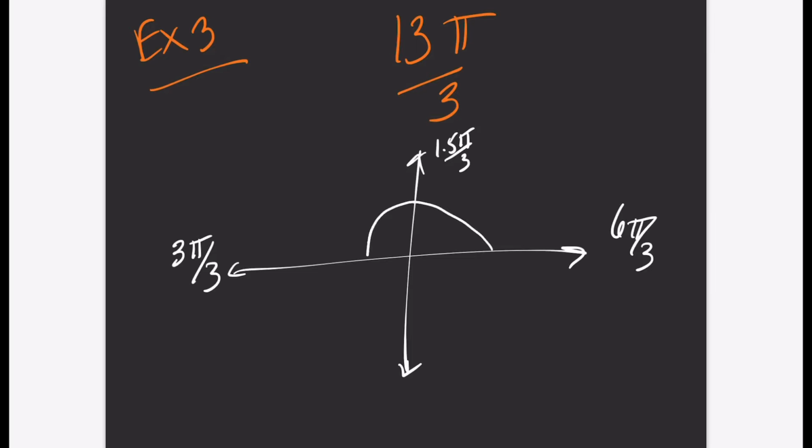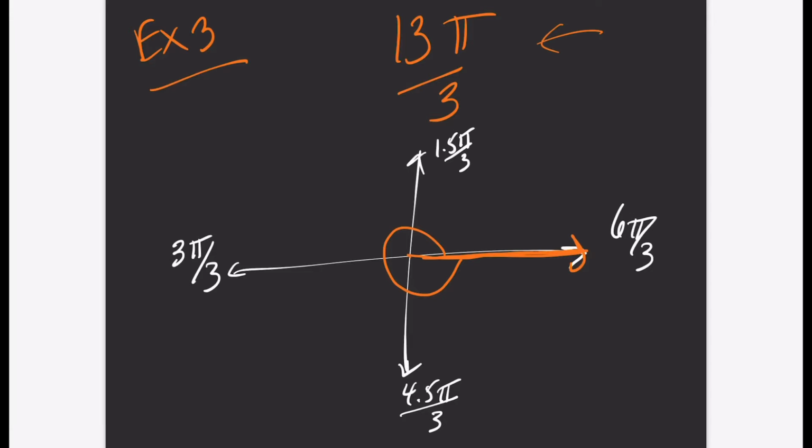So from here to here, you have 3 pi over 3. And if you add 1.5, you get 4.5. And if you add 4.5 plus 1.5, you get 6 pi over 3. So let's graph 13 pi over 3. Let's start at our positive x-axis and go counterclockwise. So one full revolution, we're at 6 pi over 3.